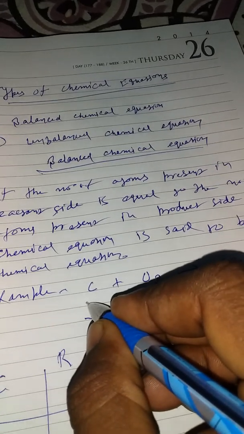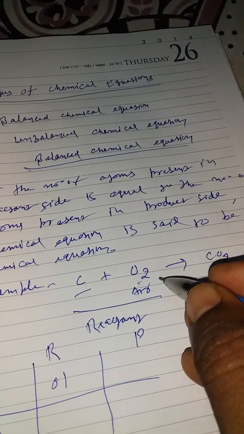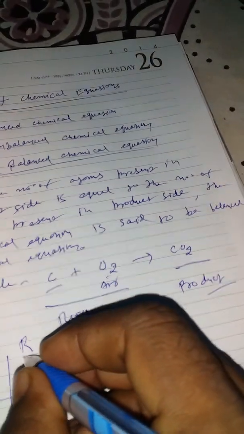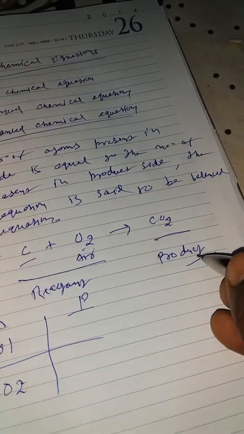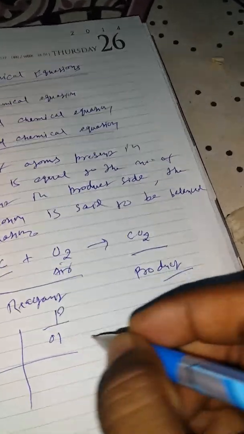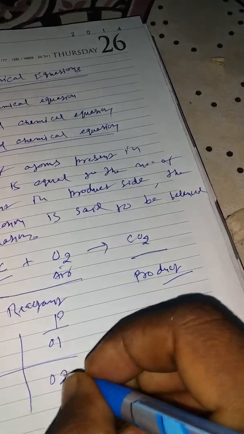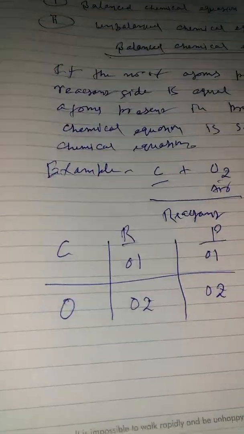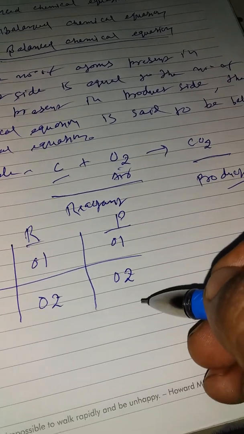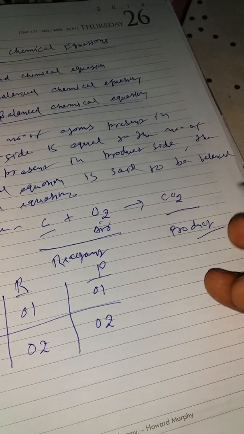On the reactant side, the number of carbon atoms is one, and the number of oxygen atoms is 2. While on the product side, the number of carbon atoms in carbon dioxide is 1, and the number of oxygen atoms in carbon dioxide is 2. Here we see that the number of atoms present on the reactant side and the product side are equal. That's why this chemical equation is said to be a balanced chemical equation.